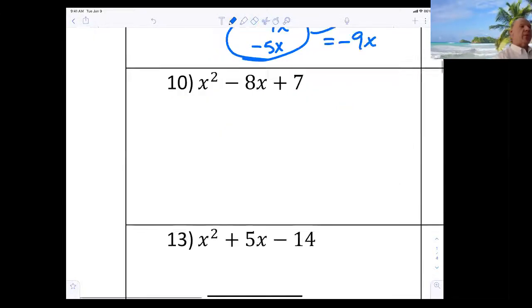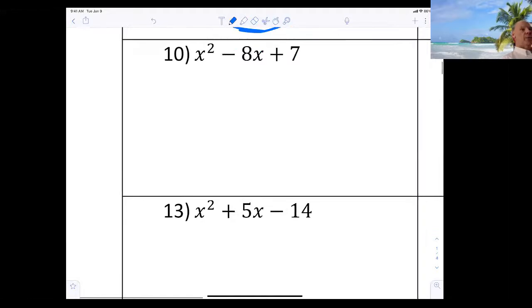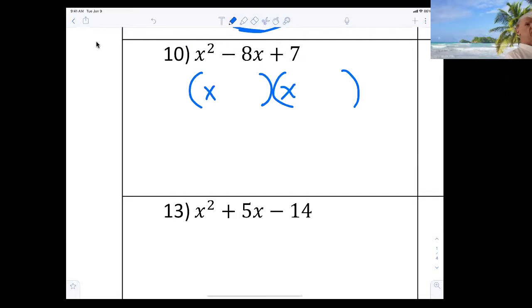Let's everybody try number 10. All right, so here we go. Just pay attention. Let me do some more. And eventually you'll say, wow, I'm getting this because I'm getting them all correct before he tells me what the answer is. So we start out with 2 sets of parentheses. The only way to make x squared, x and x. Factors of 7 that make 8. 1 and 7. And they're both what?